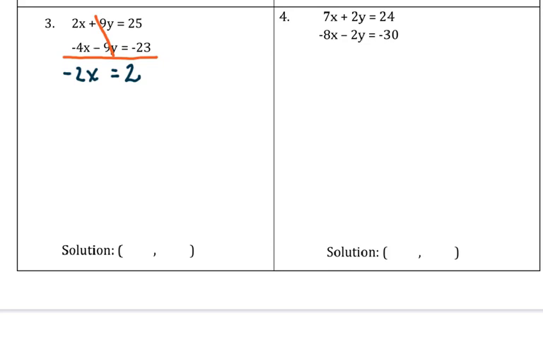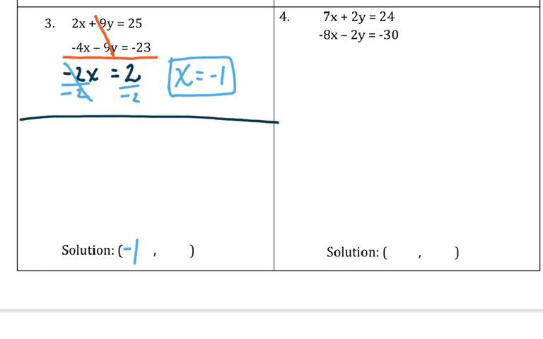And then I combined like terms. 2 minus 4 is negative 2. 25 minus 23, positive 2. So now I solve for x. To get x by itself, I divide. So x equals negative 1. In my ordered pair, I'm going to write in that my x value is negative 1. So now that's great. I know what x is, but I have no clue what y is.